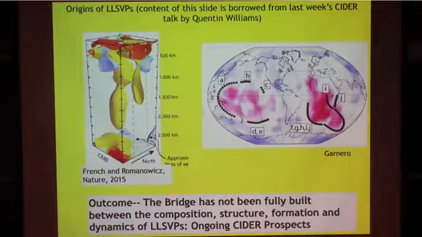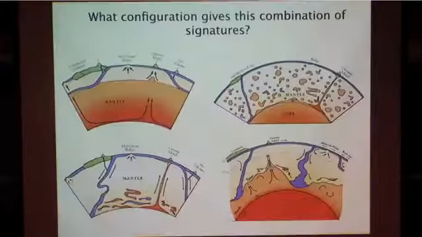And I like this quote that Quentin said, which is the bridge has not been fully built between the composition, structure, formation of LLSVPs, and we could say the same thing for mantle heterogeneity in general. So that's something. Okay, so trying to reconcile all of these different observations leads to drawing of cartoons. And so here are 4 cartoons of millions, maybe not millions, that was an exaggeration, dozens, that have been drawn over the decades to try and explain this mix of heterogeneity and homogeneity.